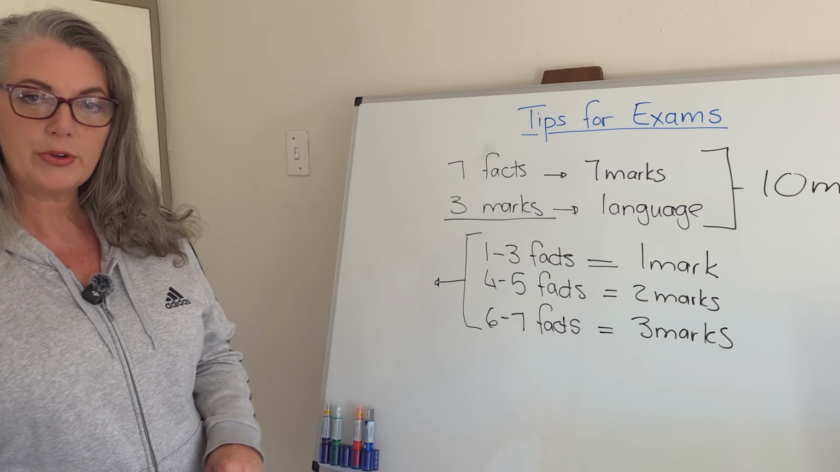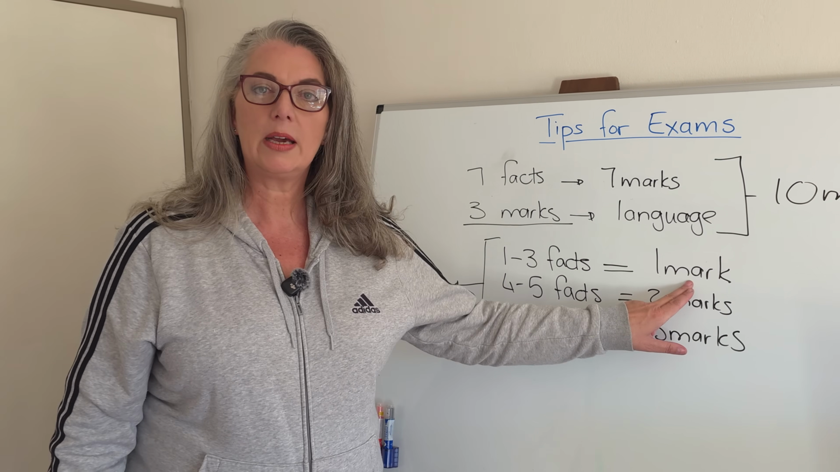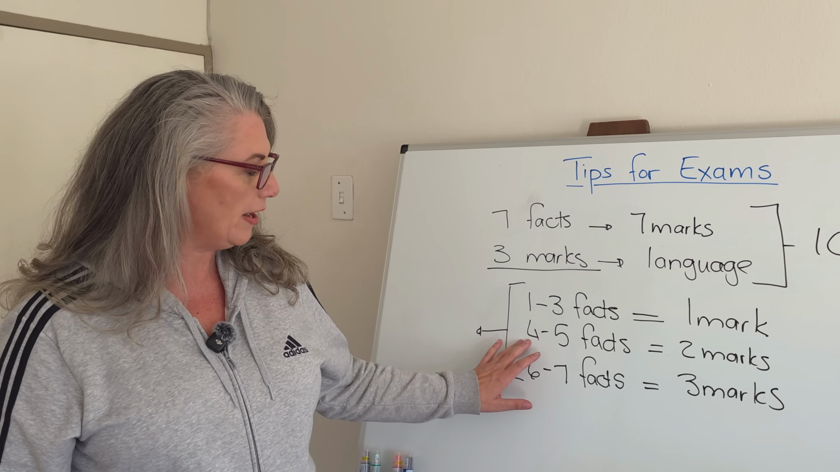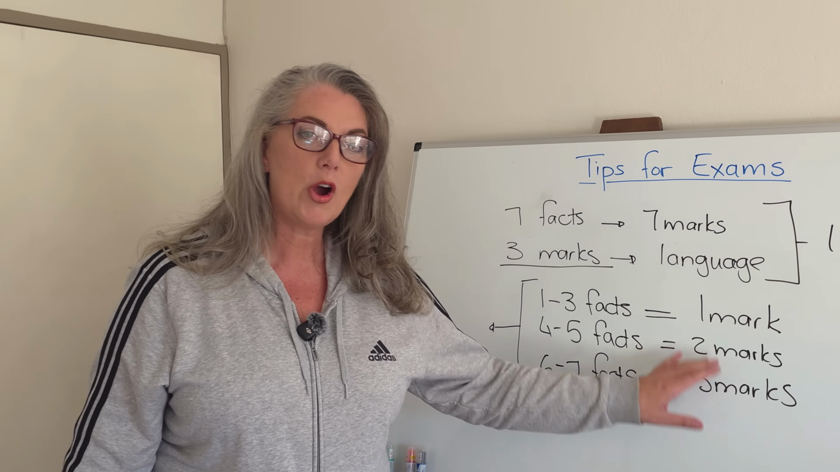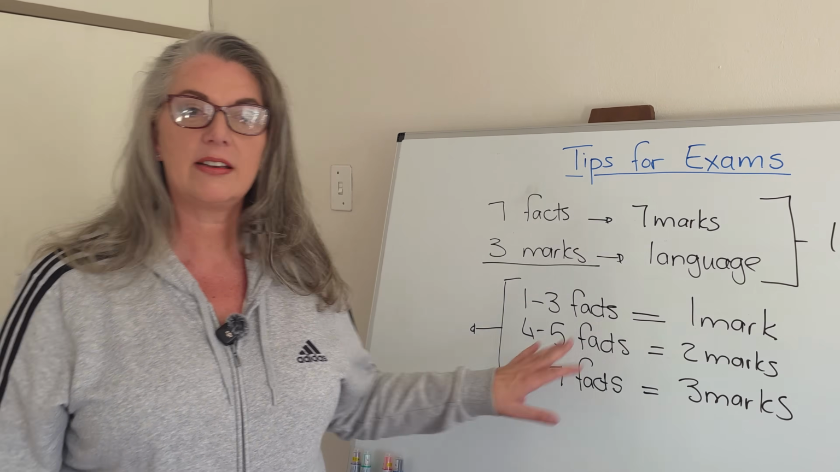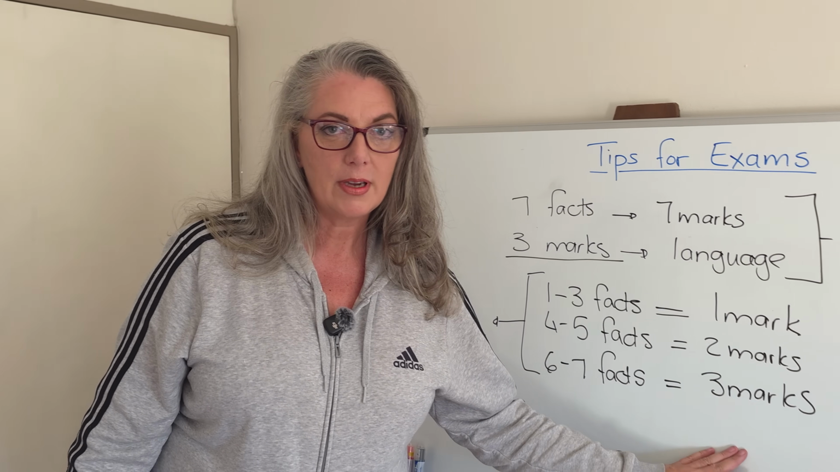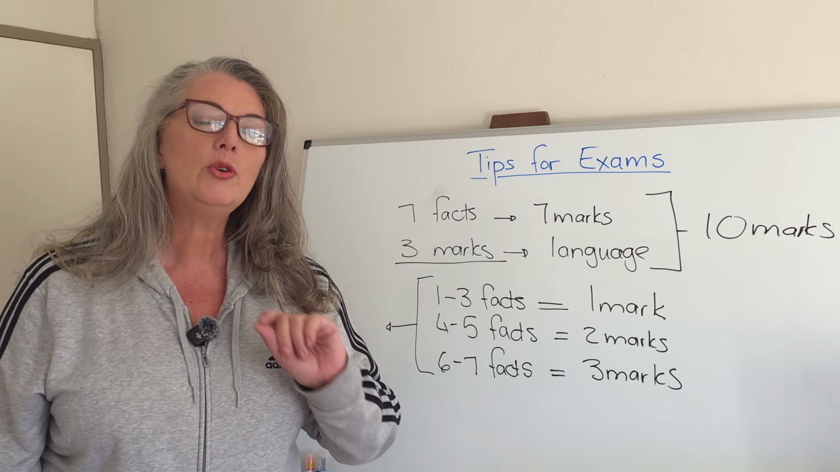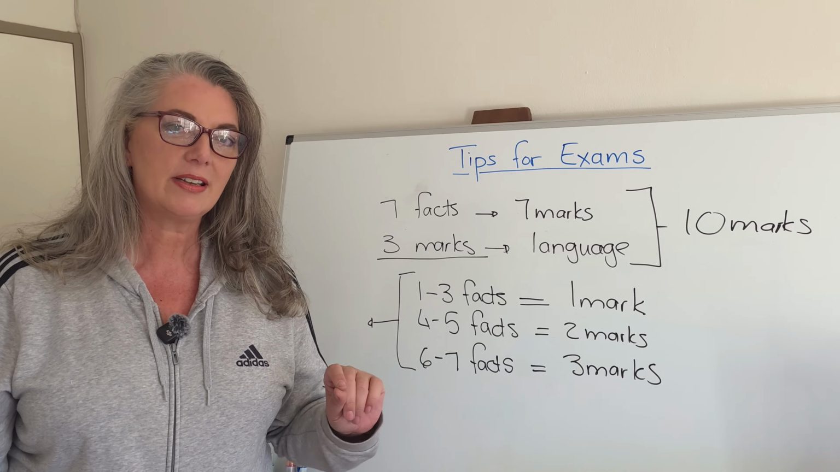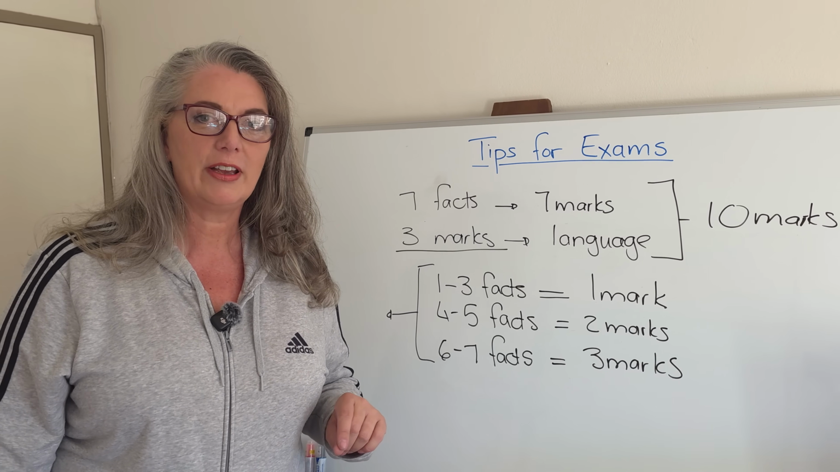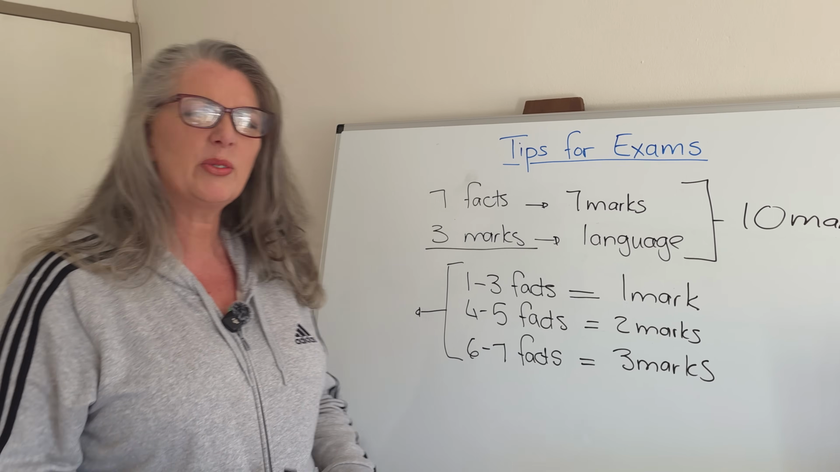If you have 1 to 3 facts correct, 1 language mark. If you have 4 to 5 facts correct, 2 marks, and 6 to 7 facts, 3 marks. However, if you paraphrase from the text, they also look at that. So let's have a look quickly.